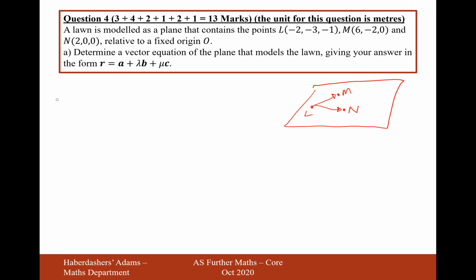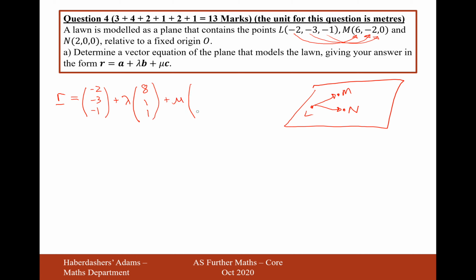So my starting coordinate, I'm just going to choose L, because I could choose any of them. So it's going to be (-2, -3, -1) plus lambda lots of... Now, how do I get from L to M? This is one of my vectors that I need. If I look at the numbers, L to M, I need to go up 8, up 1 on the Y component, and up 1 on the Z component. So that'll be that part of the vector there.